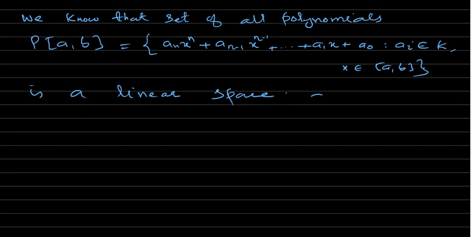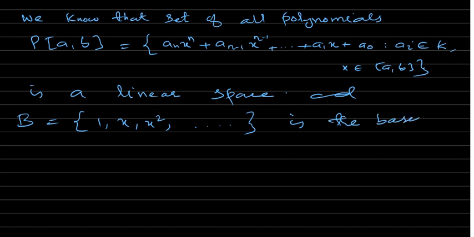and what is the basis set of this? This 1, x, x square, so on and so forth, is the basis of this set. So this is obviously countably infinite, right, this set. So by the above theorem we cannot define any norm on P[a,b] which makes it a Banach space.